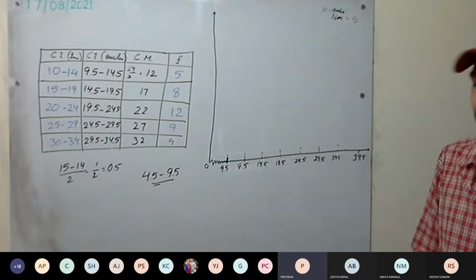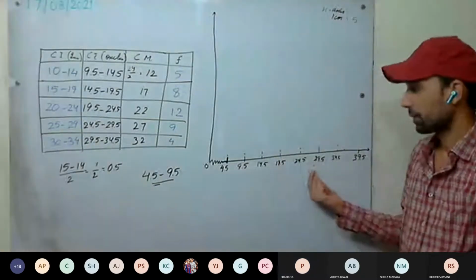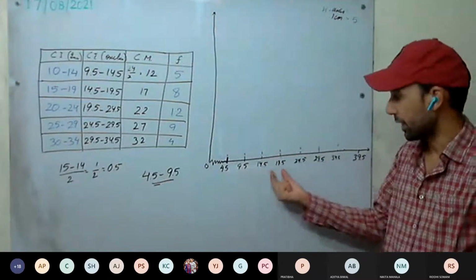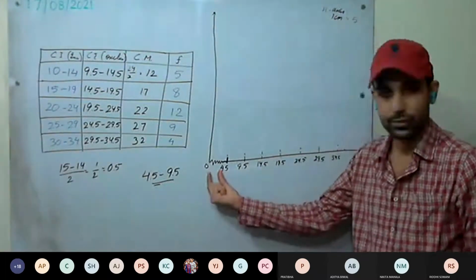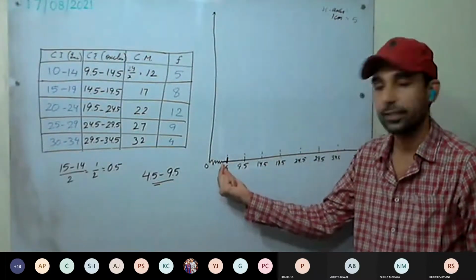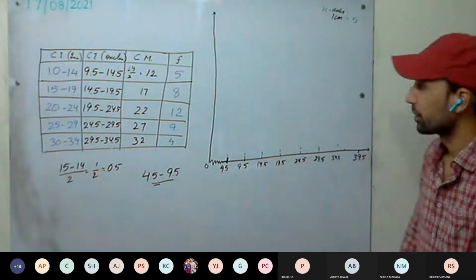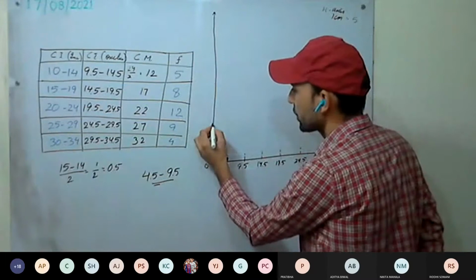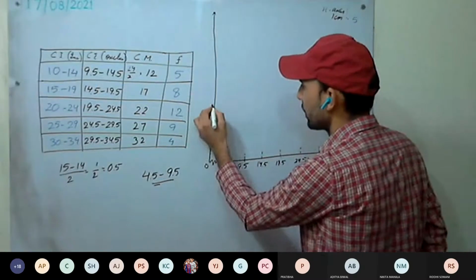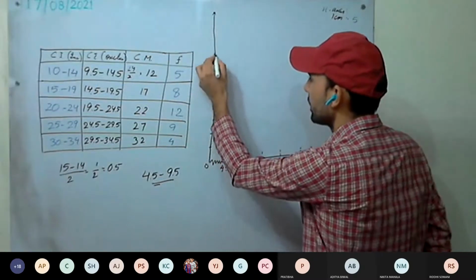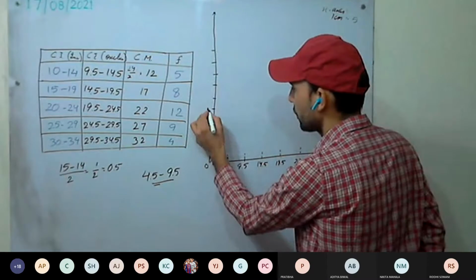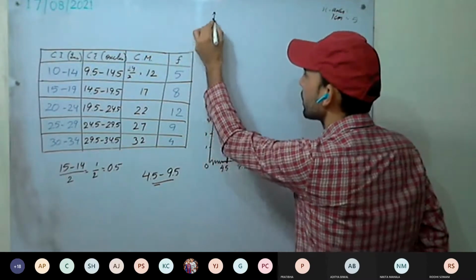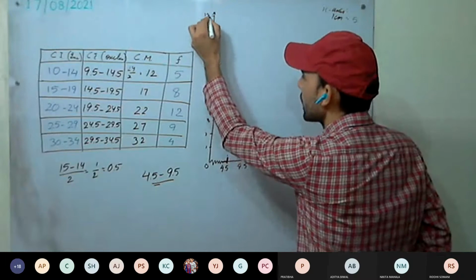39.5, it will be 39.5. Understood now? So you can see the scale. Here 1 centimeter equals 5 units in each, but here it's not, so we provide a zigzag line. Now 12 are there, so you can take 1 centimeter as 1 unit of frequency. 1, 2, 3, 4, 5, 6, 7, 8, 9, 10, 11, 12.